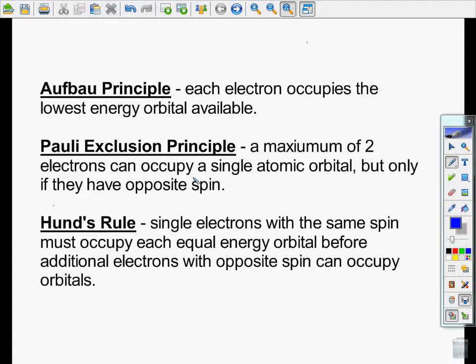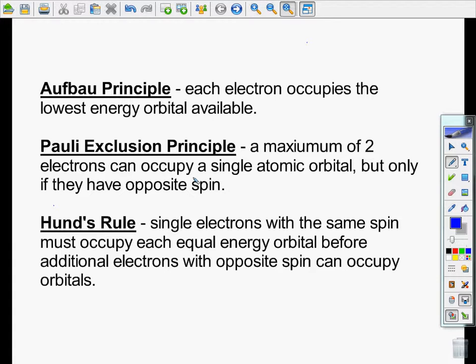Today we're going to talk about the quantum mechanical model of the atom. In your notes, there were two different models. Niels Bohr had a model where he said the electrons are orbiting the nucleus, going around and around following the same path.